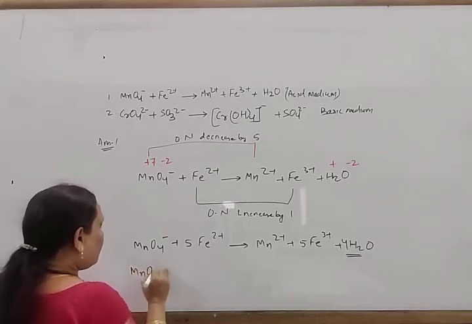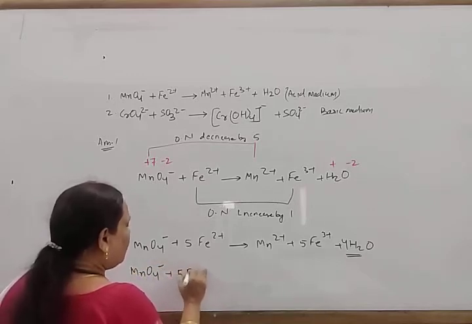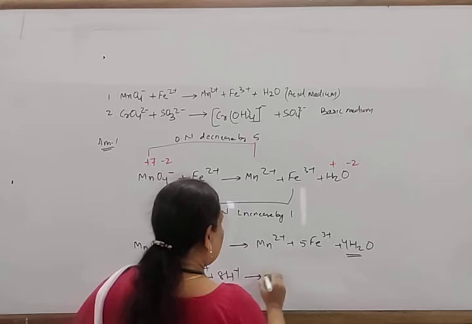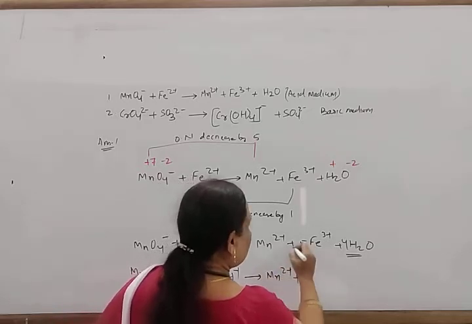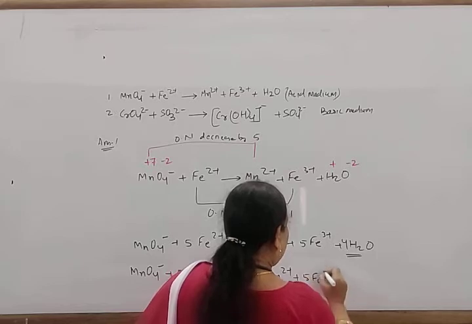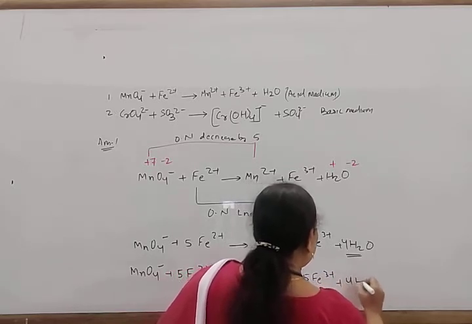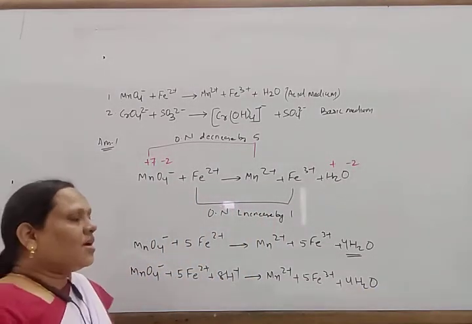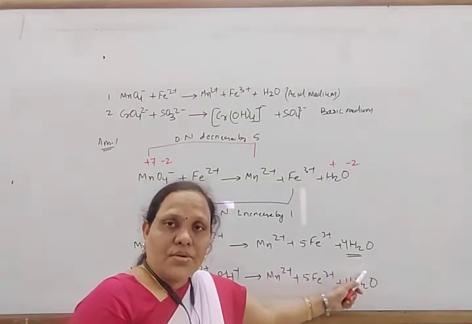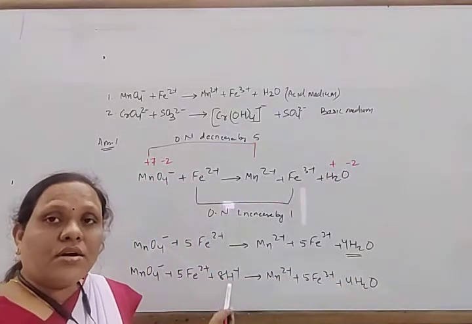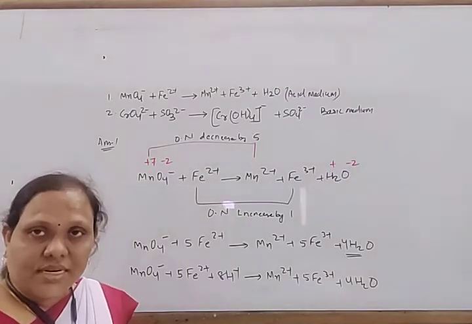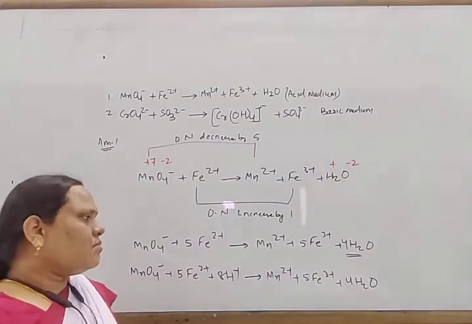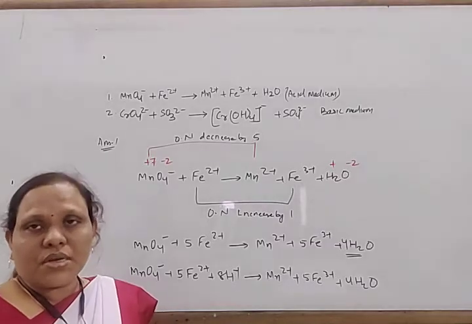So MnO4 minus plus 5Fe2 plus plus 8H plus gives Mn2 plus, 5Fe3 plus, 4H2O. Now this equation is balanced. So to balance oxygen, add water molecules, and to balance hydrogen, add H plus ions where it is deficient. And if there is no need to balance hydrogen and oxygen, then there is no need to add H plus or water molecules.